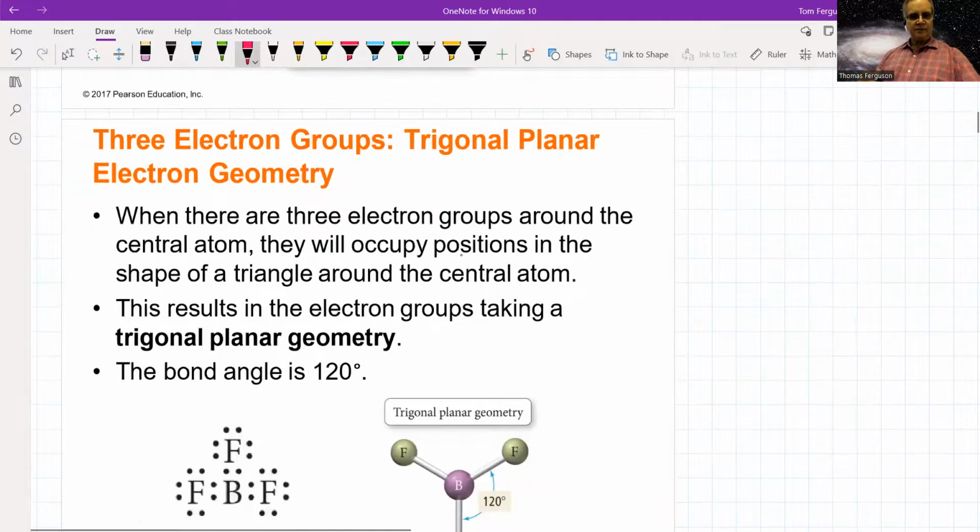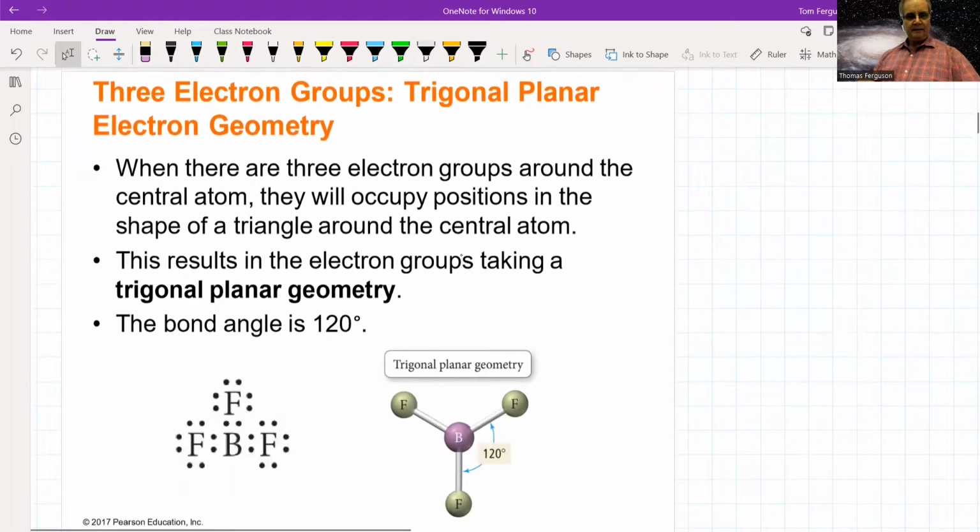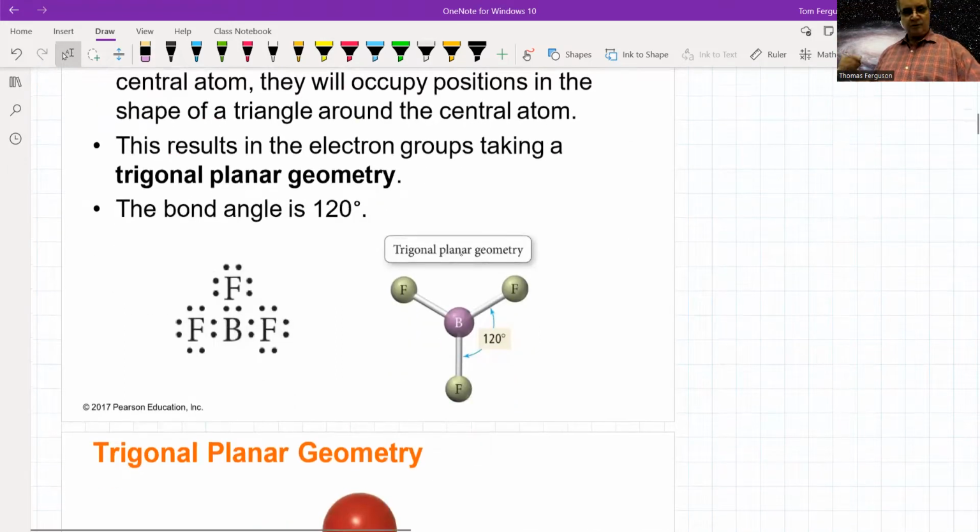Okay, what we're going to do now is just start adding electron groups. We have 3 electron groups. We end up with something called trigonal planar for electron geometry. And depending on whether we have atoms bonded to those electron groups, we're going to have either bent molecular or trigonal planar. So you end up with 2 versions. And the bond angle is 120.